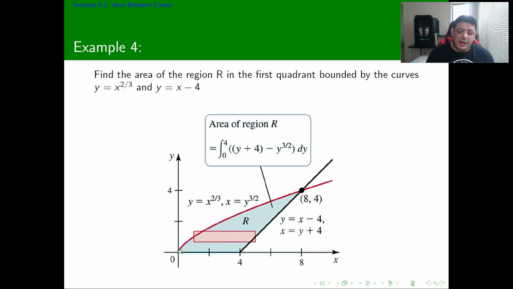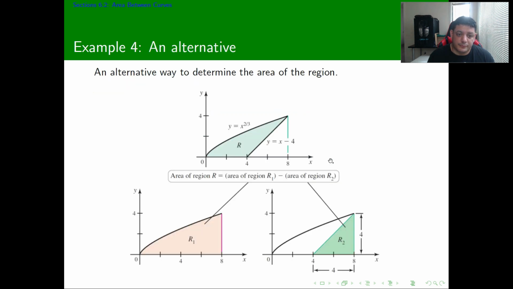Now in x we had before that we're going from 0 to 8 to cover this whole area. But if we do it in terms of y, we're just going to need to go from 0 to 4. And so that's why the integration here goes from 0 to 4.